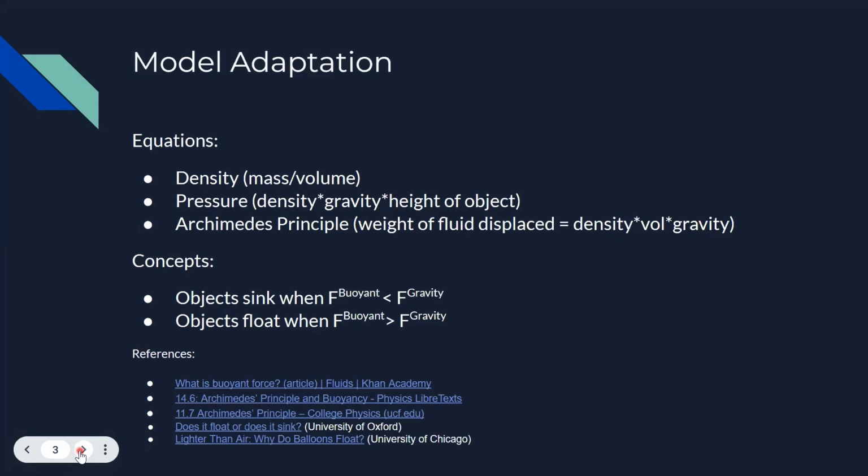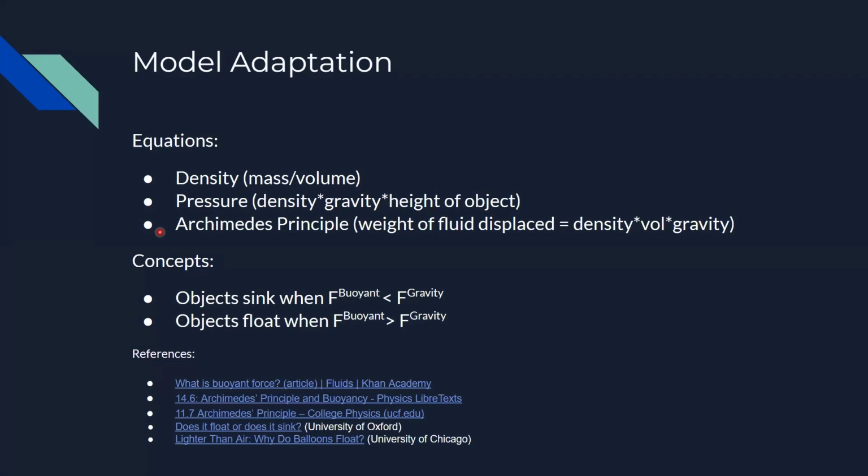Now, onto equations. Some of these equations are new, while others we've covered before. There's density, which we've covered before, along with some new ones, including pressure and Archimedes' principle. Now, density can be found by taking mass over volume, which finds the distribution of mass over the volume of an object. Pressure is density, which I just mentioned, multiplied by gravity, and then multiplied by the height of the object. And then both of these can go into Archimedes' principle, which is the weight of fluid displaced.